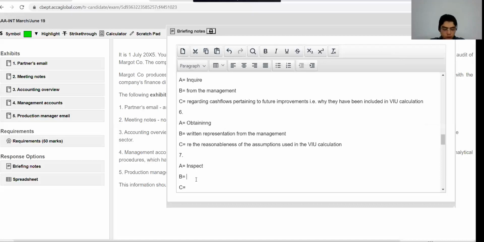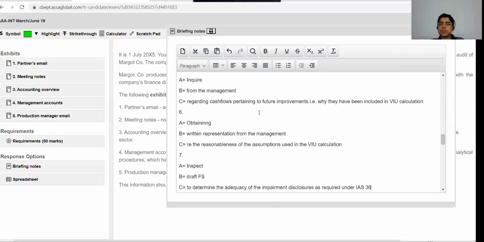Inspect draft financial statements to determine the adequacy of the impairment disclosures as required under IAS 36. And there are a lot of disclosures regarding discount rates, regarding the sensitivity analysis, etc., that have to be there. So you could inspect that.